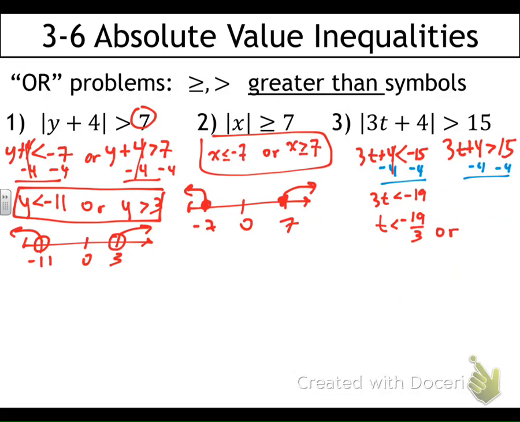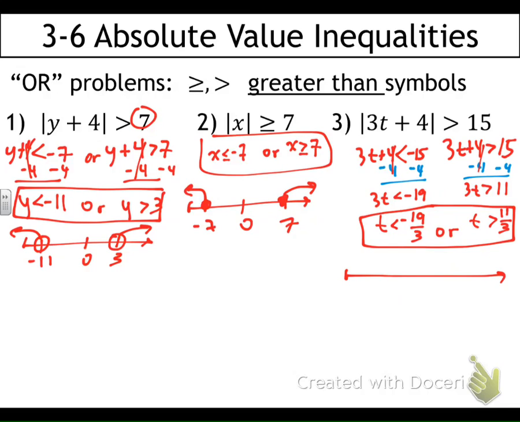That's allowed. Don't worry. I know some of you are panicking, saying that doesn't look right. It's okay. 15 minus 4 is 11 divided by 3. T greater than 11 over 3. We have two fractions. That's okay. It doesn't mean we're wrong. Some of you do believe you are, but we're not. 0 in the middle, -19 over 3 on the left side, and 11 over 3 on the right side. So from there, all we have to do is go ahead and put the correct circles down, open, open, and shade to the right, to the left.